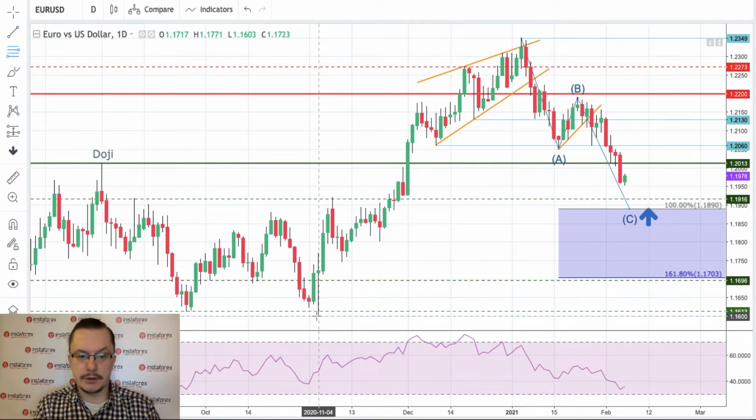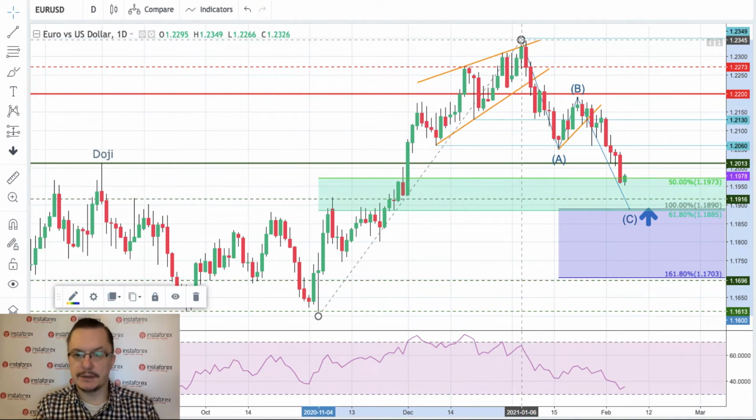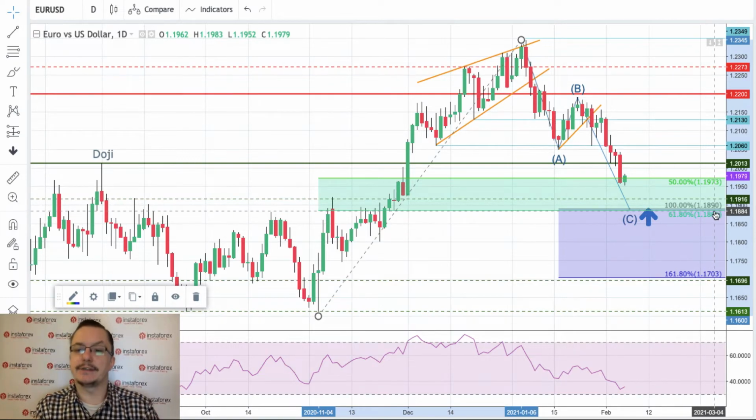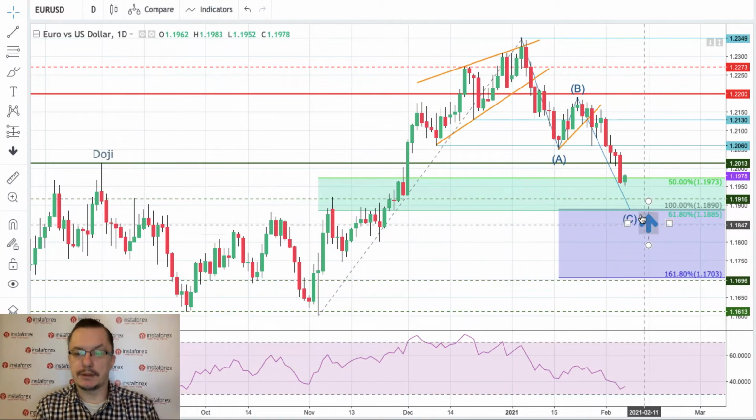Let's say we will choose this low and this high for our Fibonacci retracement levels, and as you can see, we already hit the 50% of this wave up. This is the last wave up. 61% is in a very interesting place, 1.1885. The 100% is 1.1890. So this is definitely something to keep an eye on, because I expect some sort of a bounce or reaction between these two levels, 1.1885, 1.1890.